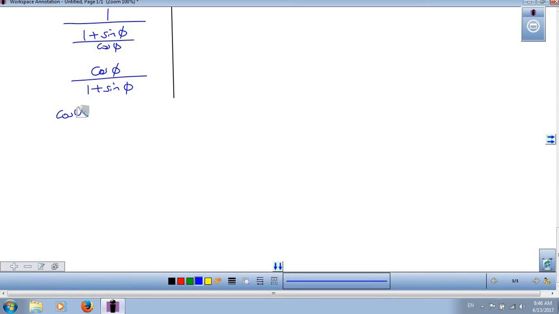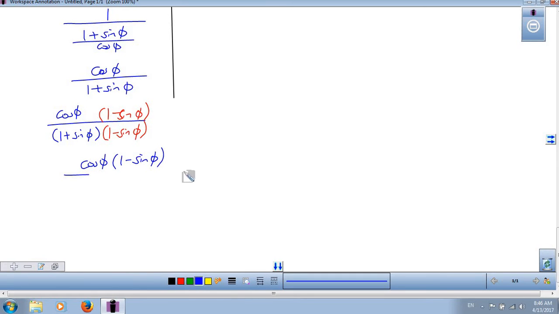Okay, so what we can do is multiply 1 plus sine phi by its conjugate, which is 1 minus sine phi. Remember that guy? Why do I want to do that? Because when you multiply by 1 minus sine phi, it will create a perfect difference of squares. It will be 1 minus sine squared phi.